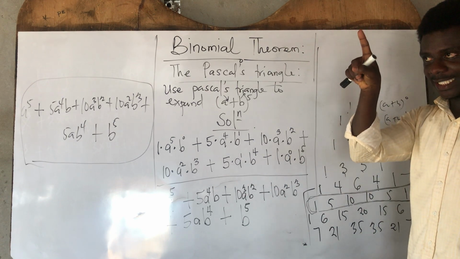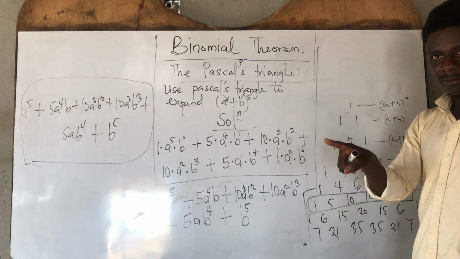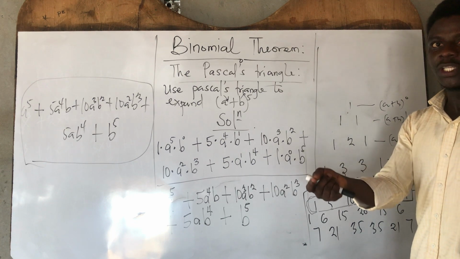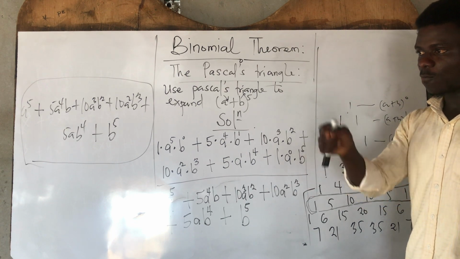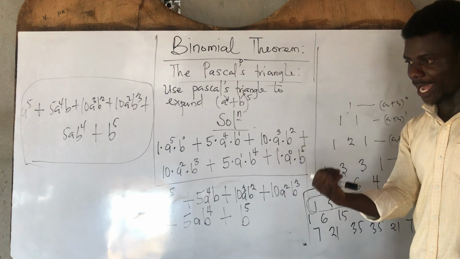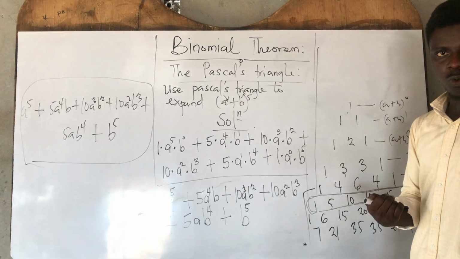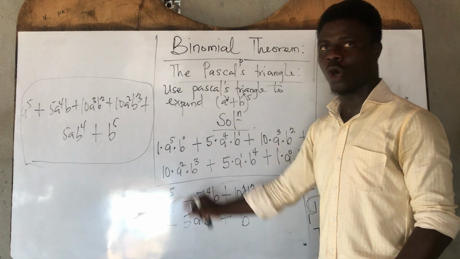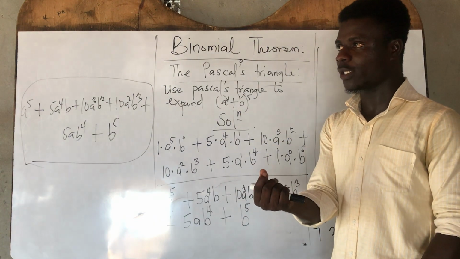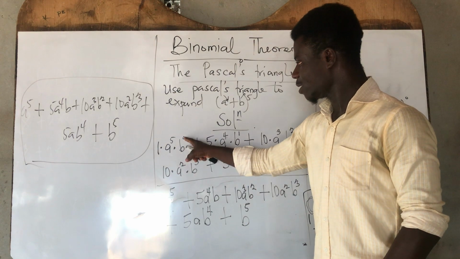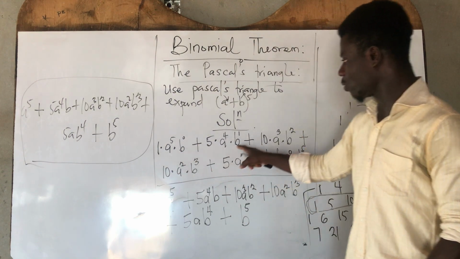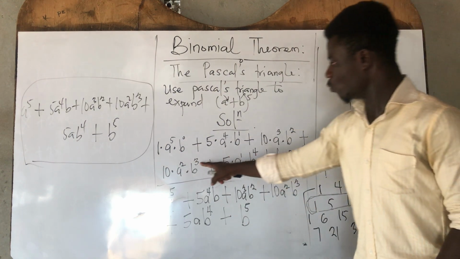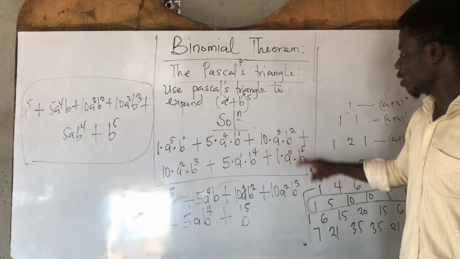You can see that it is decreasing by a unit, right? It will decrease by 1, 1, 1, 1. Then here b is increasing, but it will start from the smallest power, which is 0. So b to the power 0, then 1, then 2, then 3, then 4, then 5.